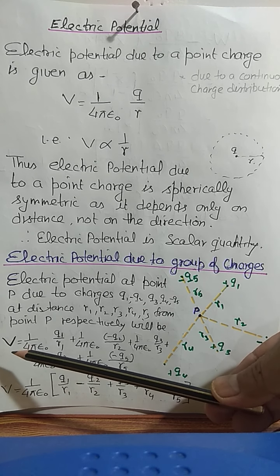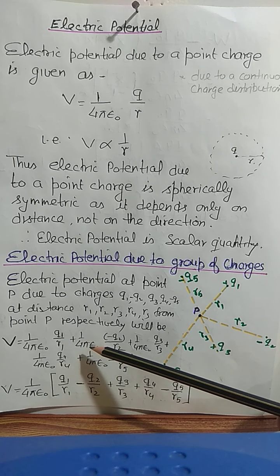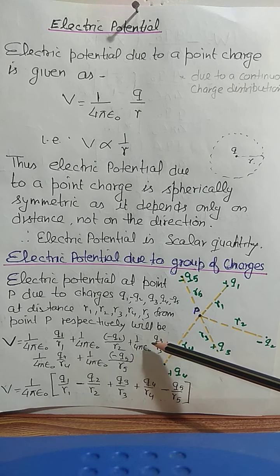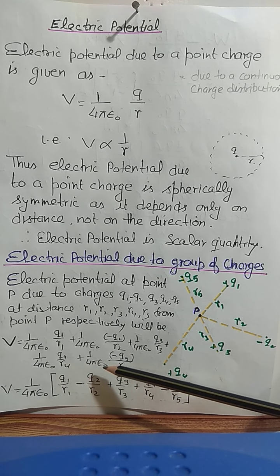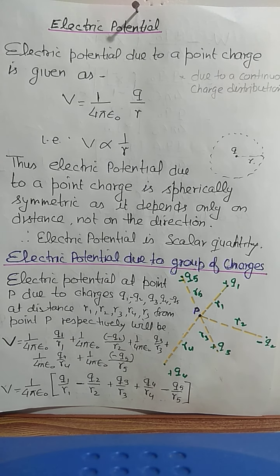Total potential V is equal to 1 upon 4 pi epsilon naught Q1 upon R1 plus 1 upon 4 pi epsilon naught minus Q2 upon R2 plus this plus 1 upon 4 pi epsilon naught minus Q5 by R5, where R1, R2, R3, R4 and R5 are the distances of the charges Q1, Q2, Q3, Q4 and Q5 respectively. On taking 1 upon 4 pi epsilon naught common, V is equal to 1 upon 4 pi epsilon naught [Q1 upon R1 minus Q2 upon R2 plus Q3 upon R3 plus Q4 upon R4 minus Q5 upon R5].